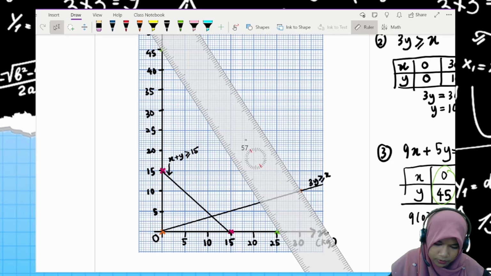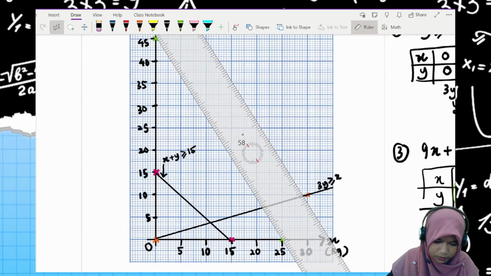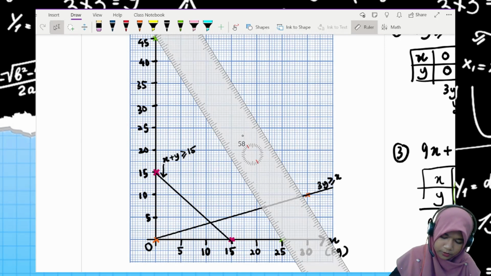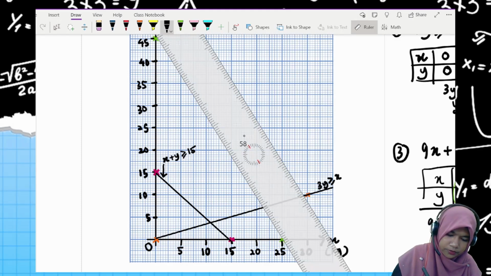Okay, sorry, cikgu tak boleh nak dapat yang tepat di sini because ruler cikgu tak boleh nak letak betul-betul kat sini. Okay, lebih kurang ya, lebih kurang. But make sure you draw correctly, accurately. Okay, this one.